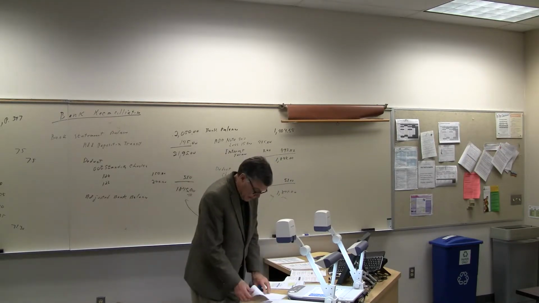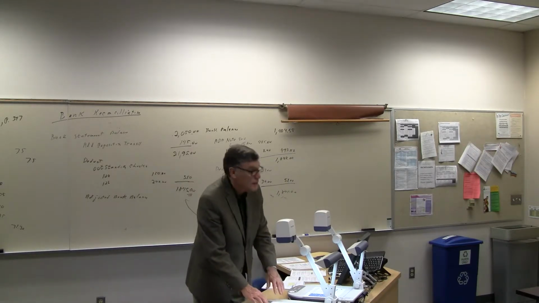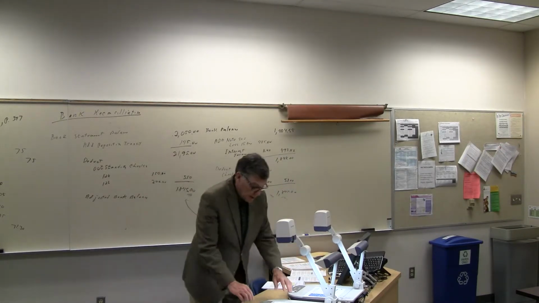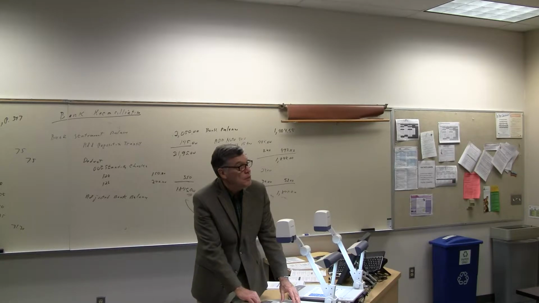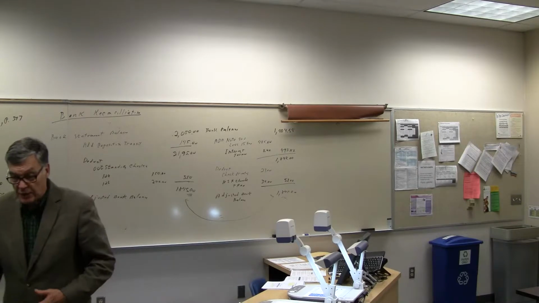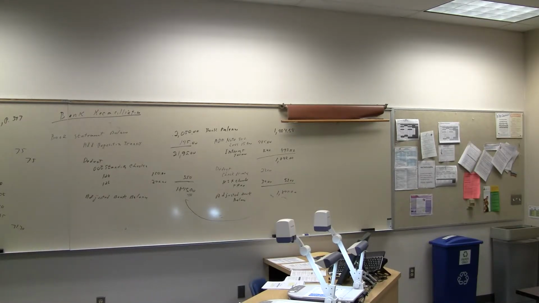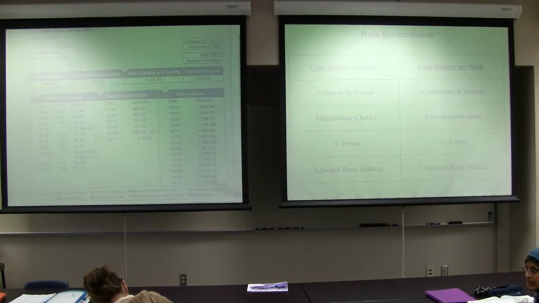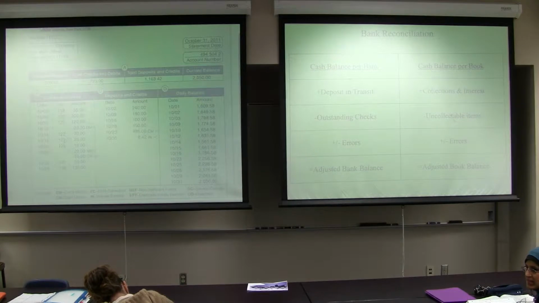So, to sum up on the bank reconciliation, let me sum up and then we'll do some practice. Don't forget, here's what you do. You find the balance in your check register, and the name for that is the balance per books. And then you find the balance in your bank statement. And then you reconcile them.